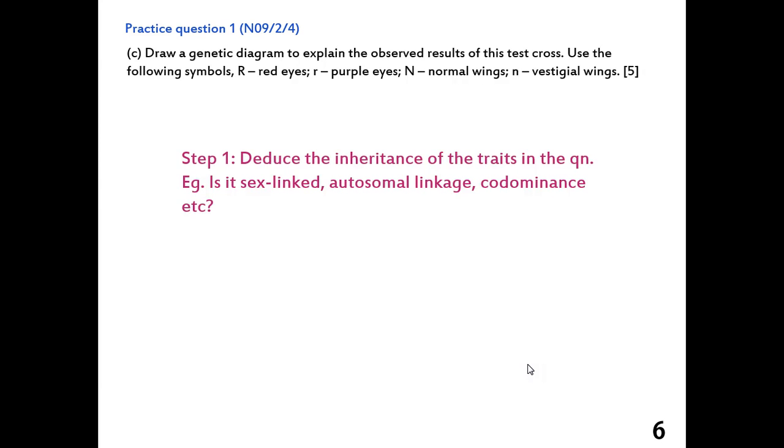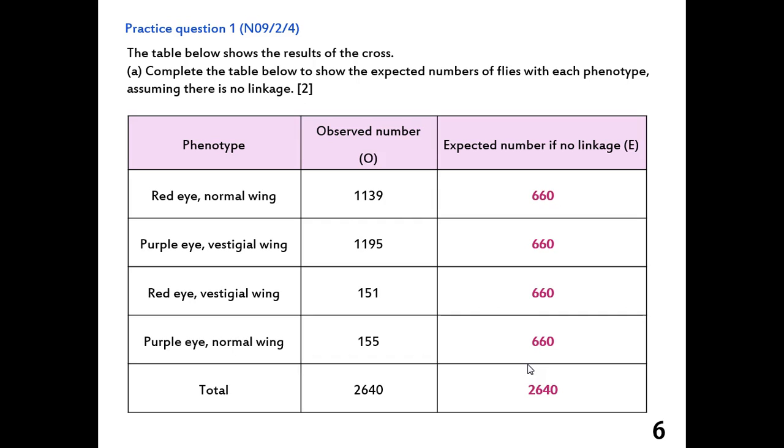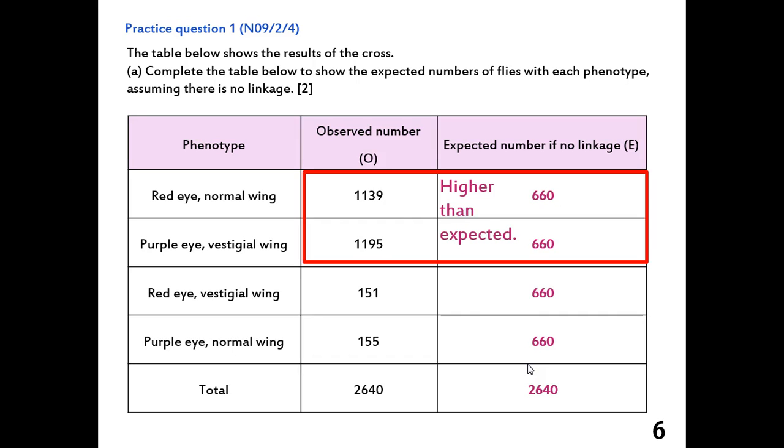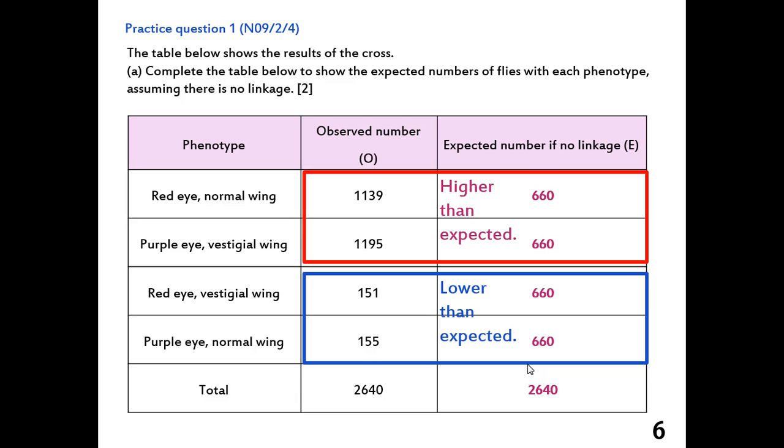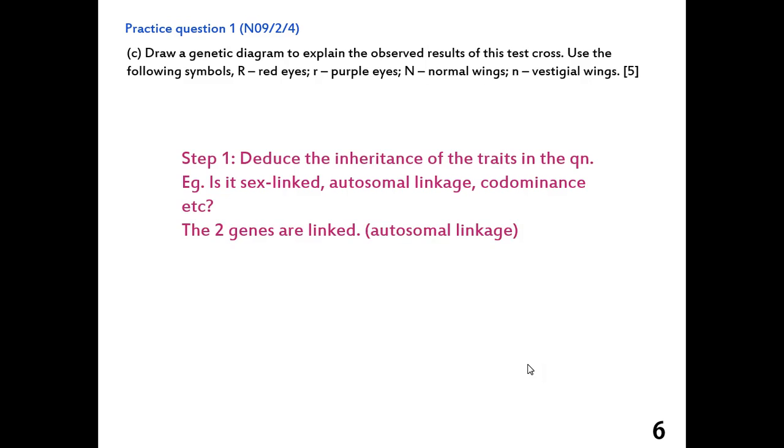inheritance of the traits. So when you look at the table, what you observe is that there are 2 phenotypic classes that are higher than expected, and there are 2 phenotypic classes that are lower than expected. This flows in line with what you have learned previously: when you have 2 phenotypic classes that are higher than expected and 2 that are lower than expected, it points towards the idea of linkage. So the 2 genes are linked in this question.